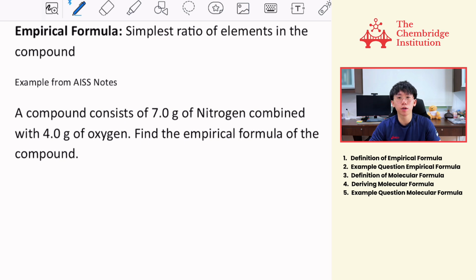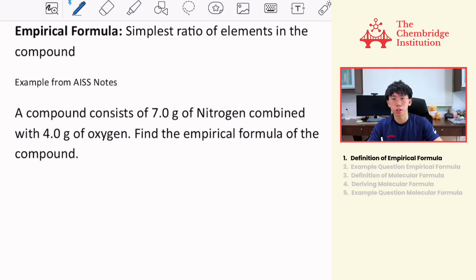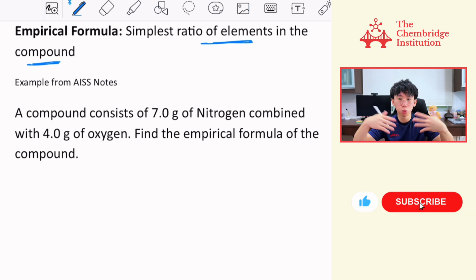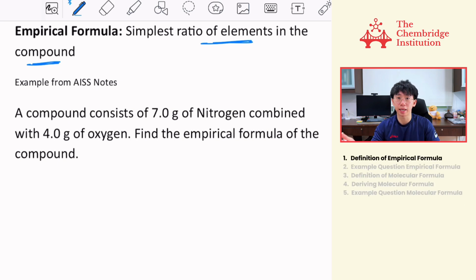Okay, so now let's move on to something that is probably new to you, empirical formulas. Empirical formula is just the simplest ratio of elements in a compound, as compared to molecular formulas, which are the actual ratio of the elements in a compound. In order to calculate the empirical formula of a particular compound, you will need to use the information from the question. Usually it involves getting the mass or the percentages of each element inside a compound, and through this specific method that you have to learn, you can easily find the empirical formula.